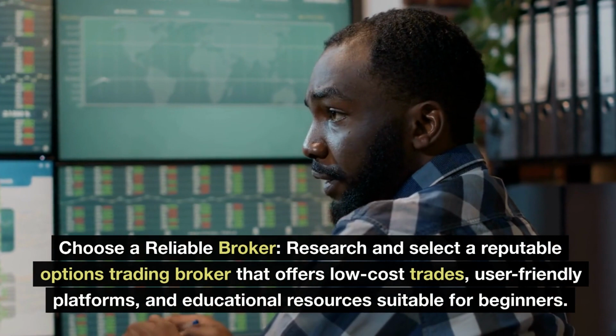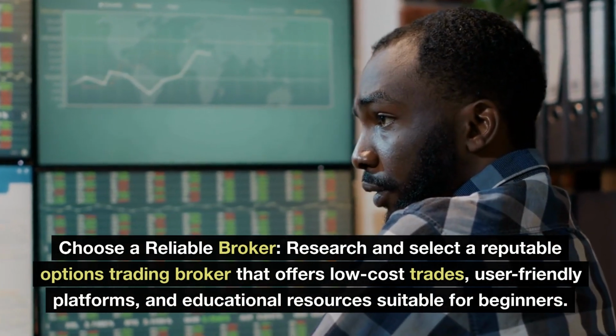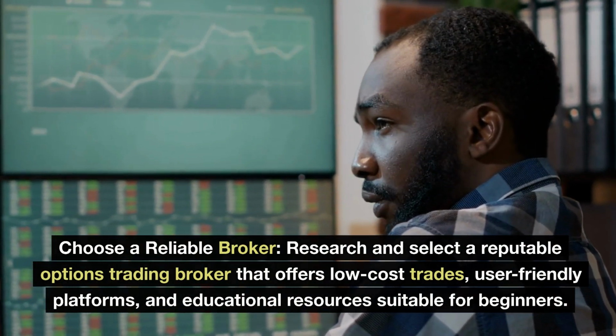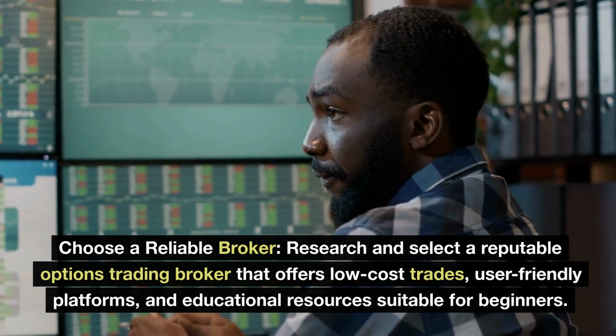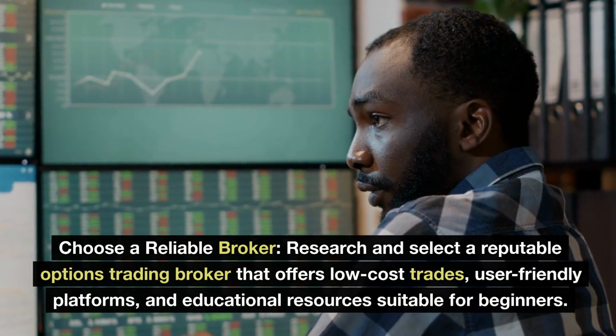Choose a reliable broker. Research and select a reputable options trading broker that offers low-cost trades, user-friendly platforms, and educational resources suitable for beginners. So really simple.